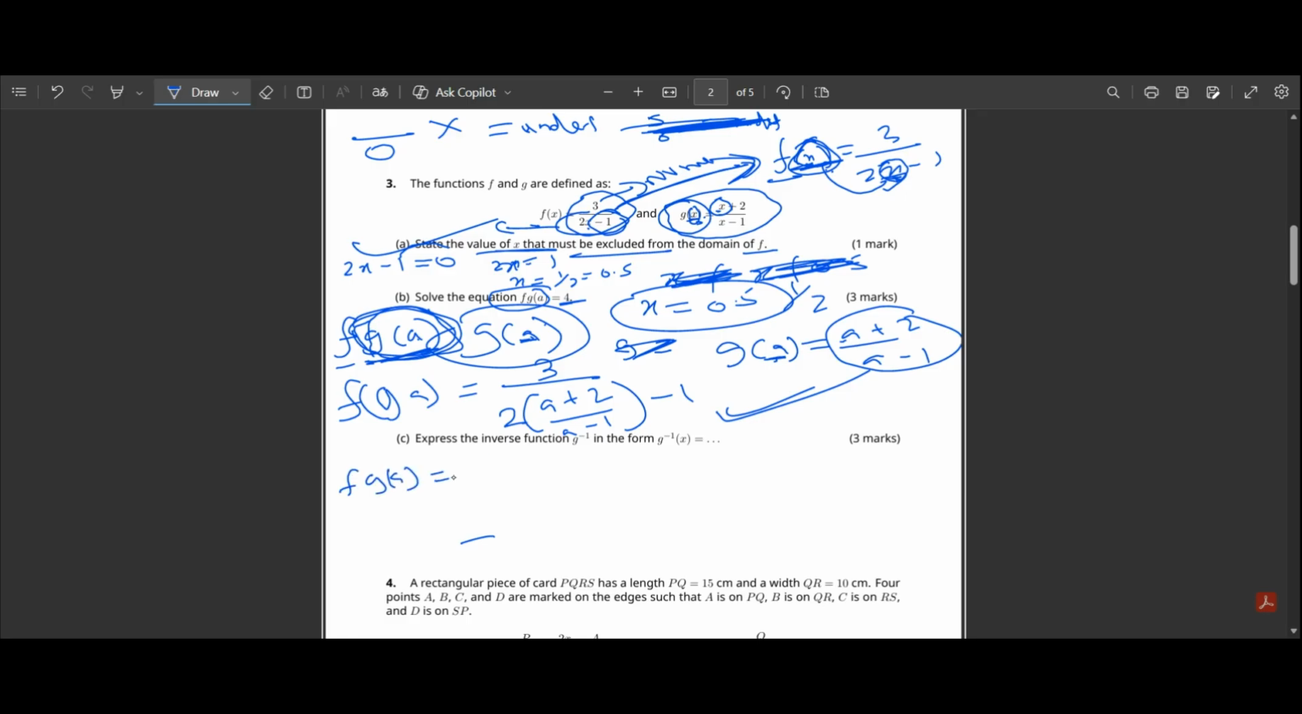f(a), this is equal to what? 3 divided by 2a plus 2 divided by a minus 1, minus 1. They are telling this is equal to 4. Then solve. Solve means what?